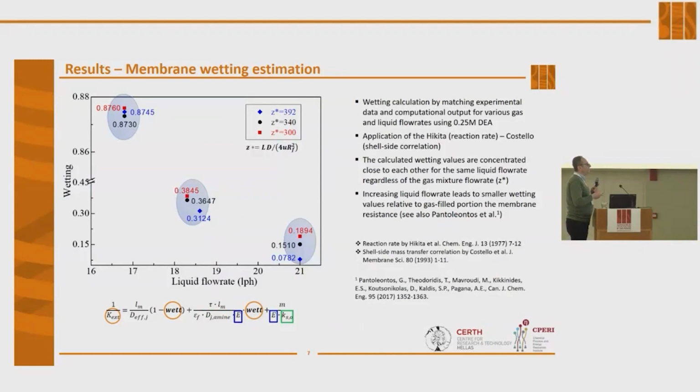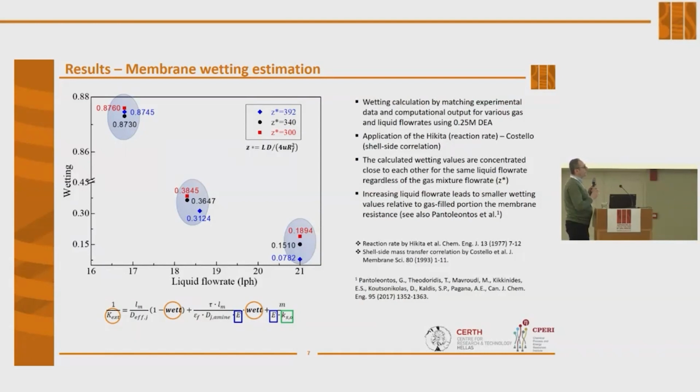This is the main result of our study. In the y-axis, we have the wetting values. The x-axis, we have the liquid flow rate. We have 9 experimental sets. We order them in terms of the Z star, the inverse Graetz number. Now, forget for a moment the large values of wetting.